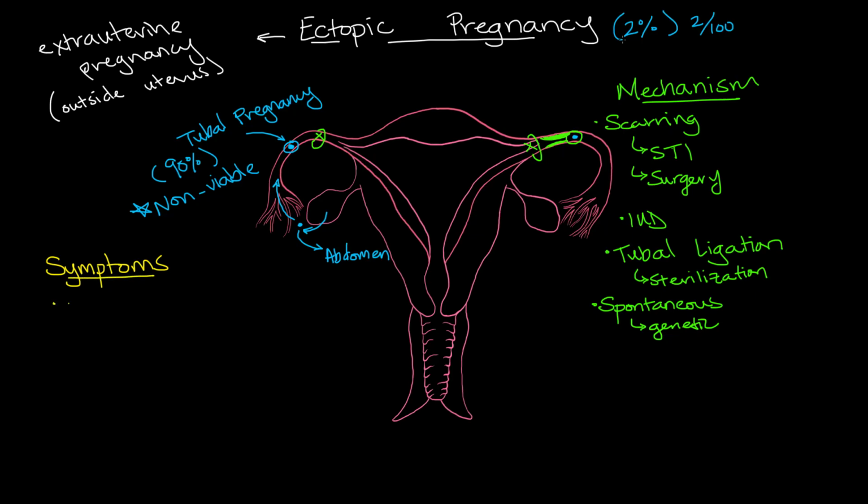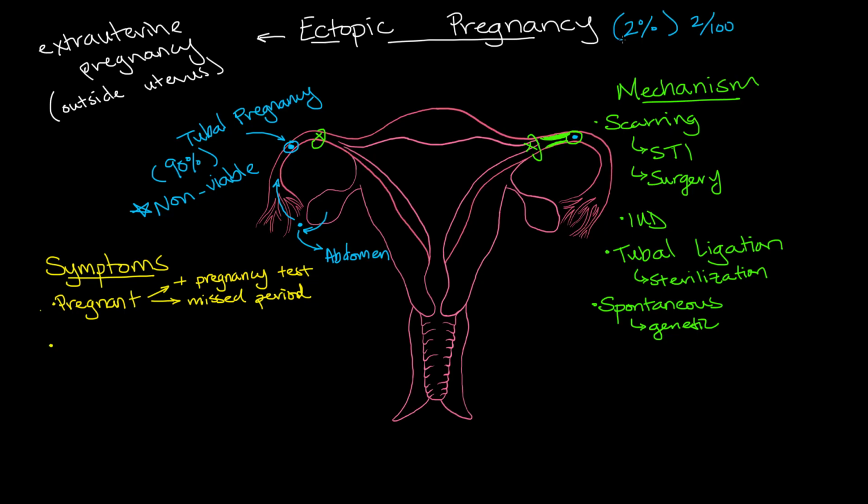Right. So one of the first symptoms is that the patient is pregnant. So they will have signs of pregnancy, so maybe a positive pregnancy test. They may have missed a period. They would have other signs of being pregnant, like maybe tender breasts, morning sickness, nausea, vomiting. So all of the early signs of being pregnant, they would have because they are pregnant. The body thinks they're pregnant. It's technically a pregnancy. It's just in the wrong spot.